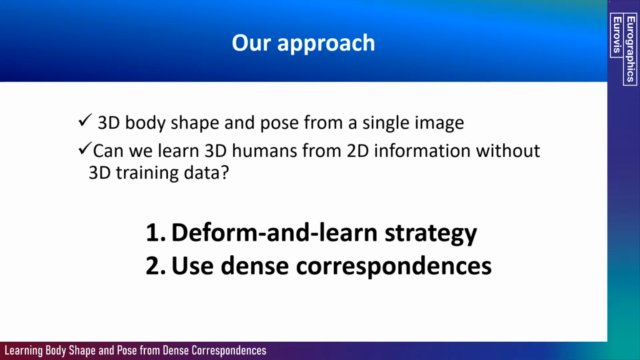Considering these challenges, and to answer the question, can we learn 3D humans from 2D? We propose a training strategy called Deform and Learn, where we alternate deformable registration and deep learning in order to learn 3D humans from dense correspondences.